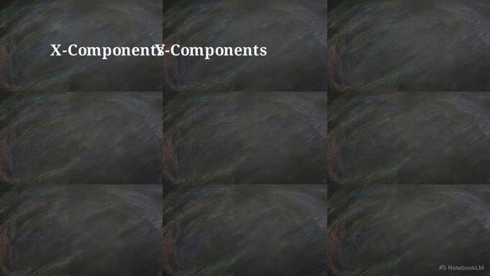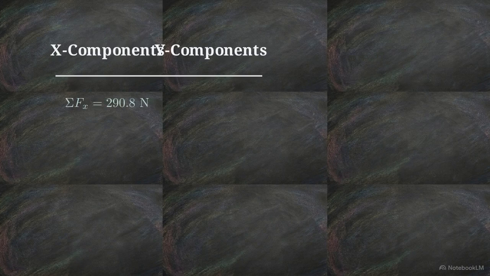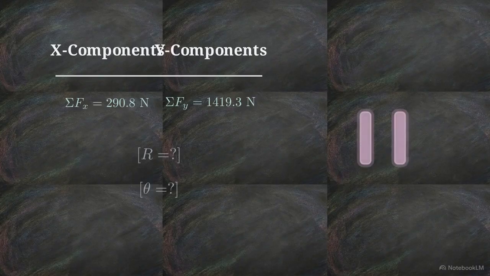Once you calculate each vector and tally the columns, you get your final summed components. The net pull in the x direction is 290.8 newtons, and the net pull in the y direction is 1419.3 newtons. Before we move to the final step, pause the video.